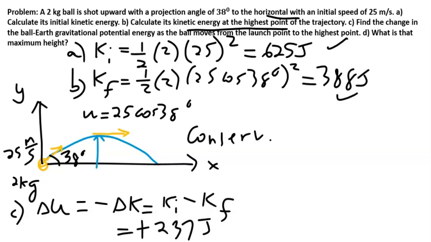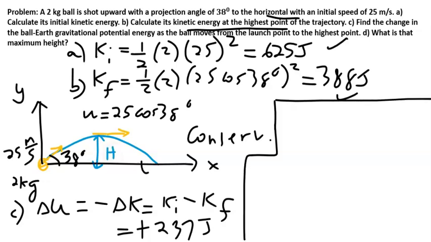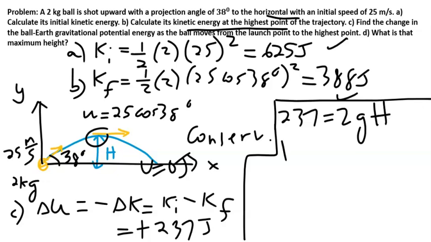And now we can determine the maximum height, which is part D. We shall take the ground level to be the zero potential energy level. So at this point, the potential energy is 237, and that's going to be mass 2 times gravity times h, and you can solve for h, which is about 12 meters. And that solves the problem.